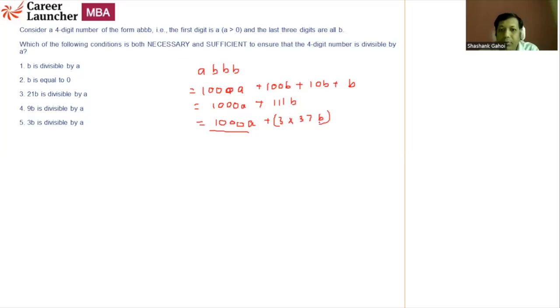So 3A is divisible by B? Yes, that may be true. But B is divisible by A, it's not a necessary condition. 3B is divisible by A, that is a necessary condition. Or 37B is divisible by A, that is also a necessary condition. So B is divisible by A? No. B is equal to 0? Not necessarily. 21B, I definitely won't say 21B is a sufficient condition, but it's not necessary. Similarly, 9B is sufficient, but not necessary. 3B is both necessary as well as sufficient condition. So the answer to this question is going to be option 5.